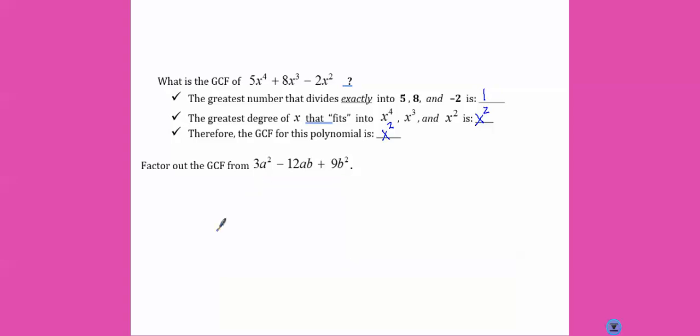Oops. There's a typo there. That should say 5x to the 4th plus 8x cubed minus 2x squared. Alright, so if we want to factor out the GCF, we're going to divide all of them by x squared.